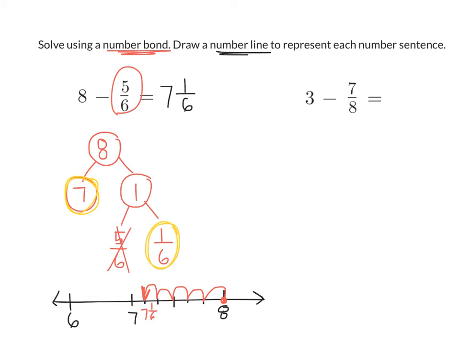Let's use a number bond first. I start out with 3, but I'm just subtracting a fraction. So what should I take? How should I separate out my 3 first, using the same logic? Kaship? 7/8 and 1/8. So 7/8 and 1/8 are my 2 parts of 3?